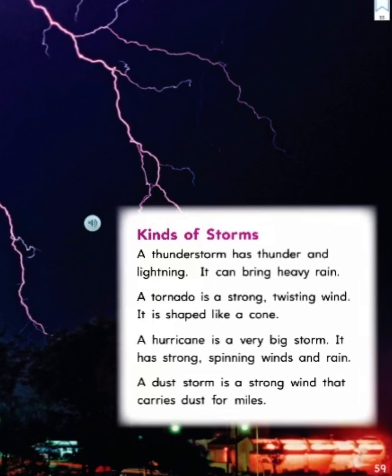Kinds of storms. A thunderstorm has thunder and lightning. It can bring heavy rain. A tornado is a strong, twisting wind. It is shaped like a cone. A hurricane is a very big storm. It has strong, spinning winds and rain. A dust storm is a strong wind that carries dust for miles.